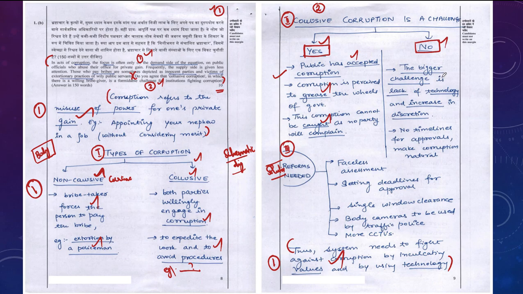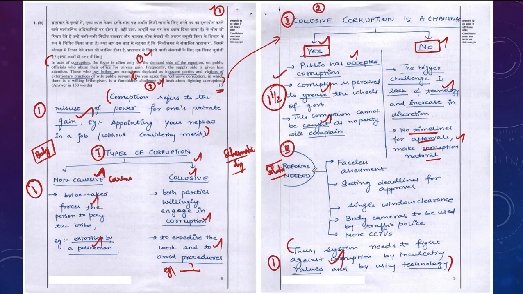So in that case, the bigger challenge will be lack of technology and increase in discretion. Since with the government department, there is increase in discretion for the officer's role. Due to that, it is encouraging corruption. No timelines for approvals, also making corruption is considered to be a natural activity. Overall, for presenting this answer on the dimensions in a very good manner by addressing the second segment, she'll be easily getting half a mark for each of the points. So she'll be getting 1.5 marks, students.